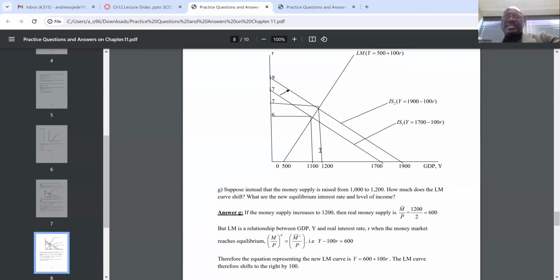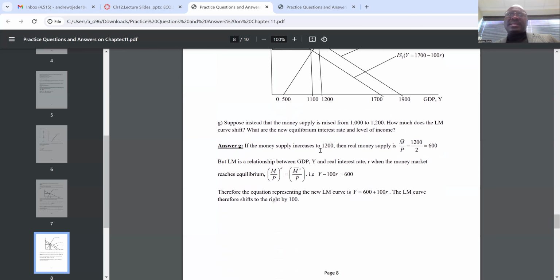Then there's another question, part G. Suppose instead that the money supply is the one that is being raised. Suppose the Fed conducts an expansionary monetary policy. Expansionary monetary policy is basically increasing the money supply, which typically leads to lower interest rates. In this case, the Fed has conducted a monetary expansion from 1,000 to 1,200.